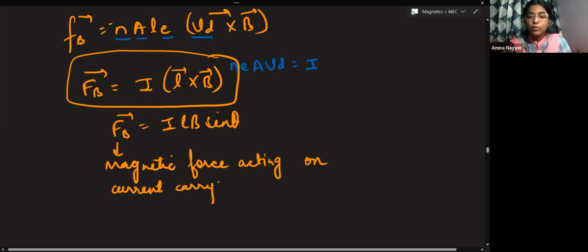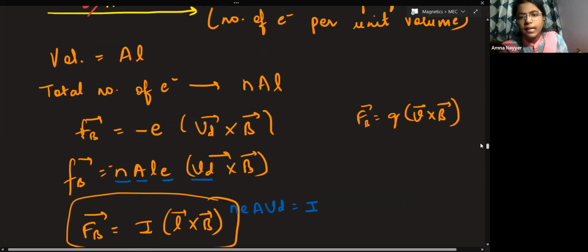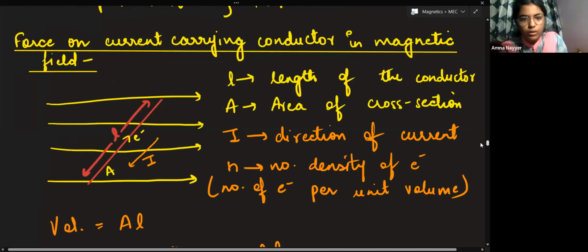Now, what happens if two wires are placed? That case we'll discuss, but in between we'll do some numericals as well. Very, very short, easy numericals we'll do. Mainly magnitude and direction is asked from this. All right, so note down this as well.